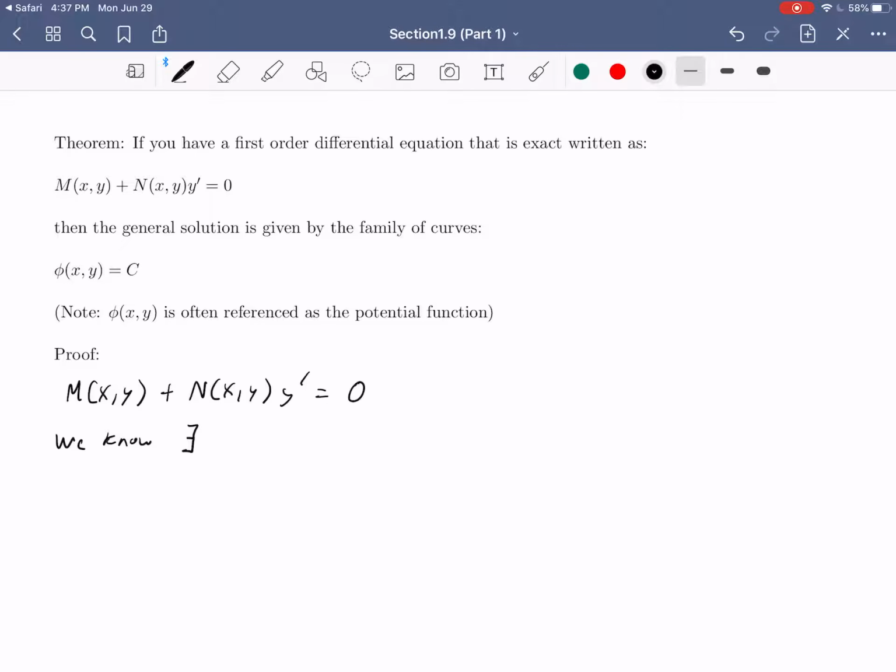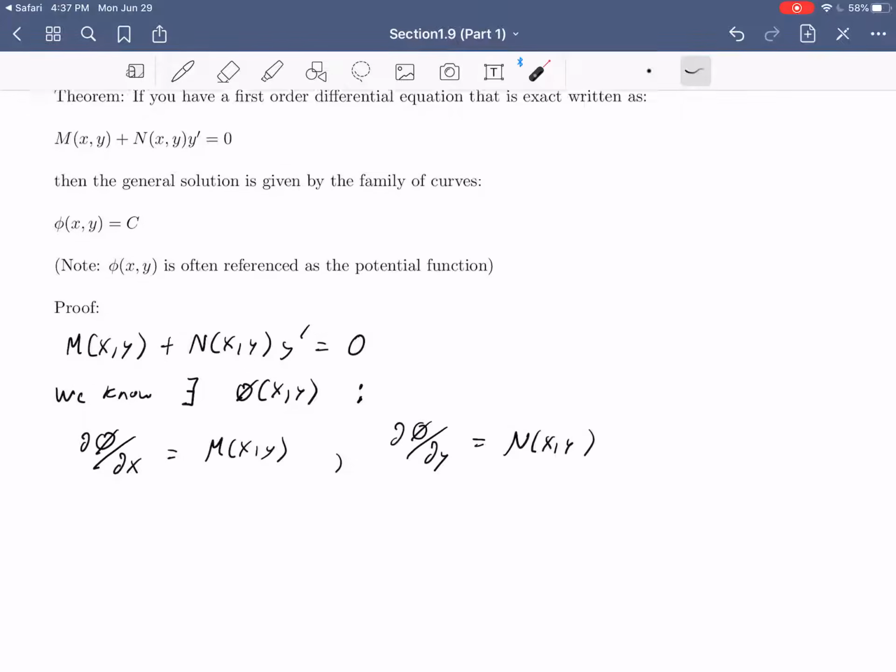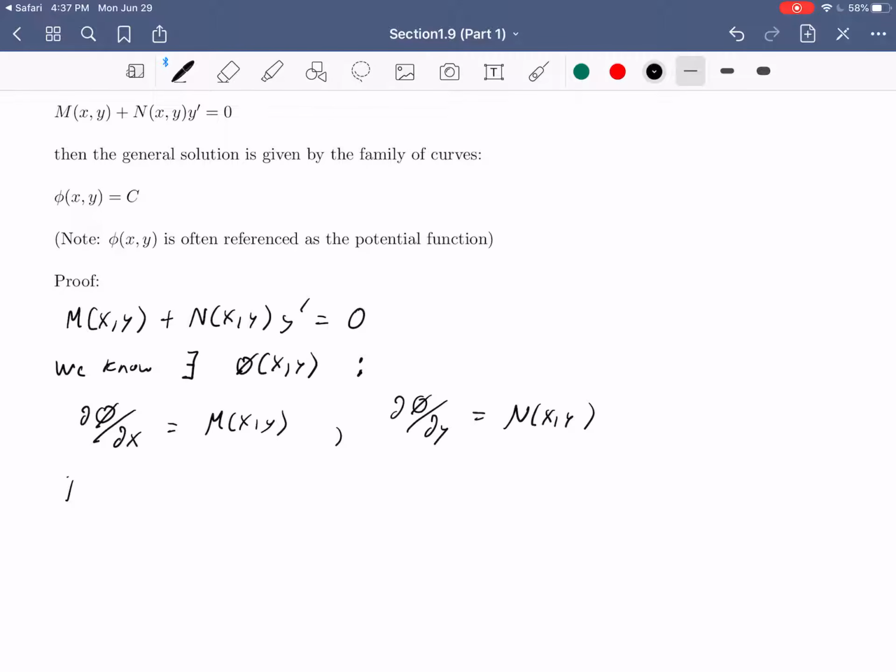So we know there exists this phi of x,y such that the partial with respect to x of phi is equal to M(x,y), and the partial with respect to y of phi is equal to N(x,y). Again, we know this because this is part of the definition of being exact. Okay, so then consider phi(x,y) equals a constant.